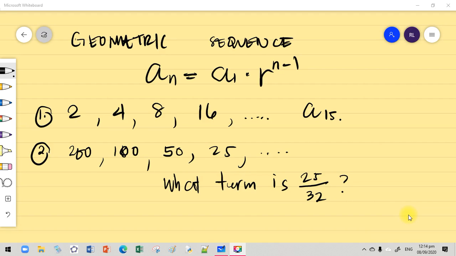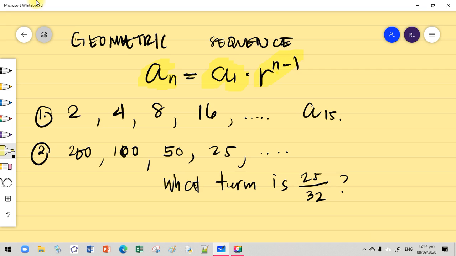Alright, in this video, we are going to discuss some problems regarding geometric sequence, and we know that the general term for geometric sequence is a sub n is equal to the first term times r raised to n minus 1.